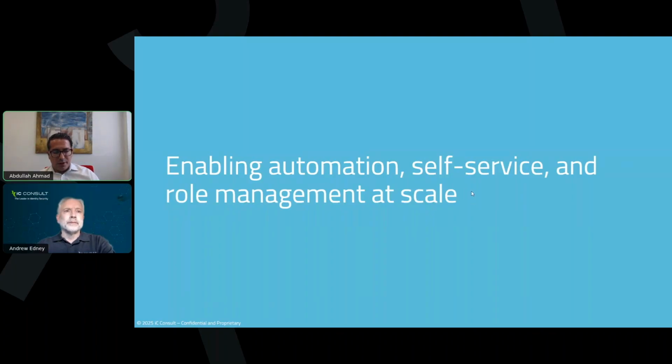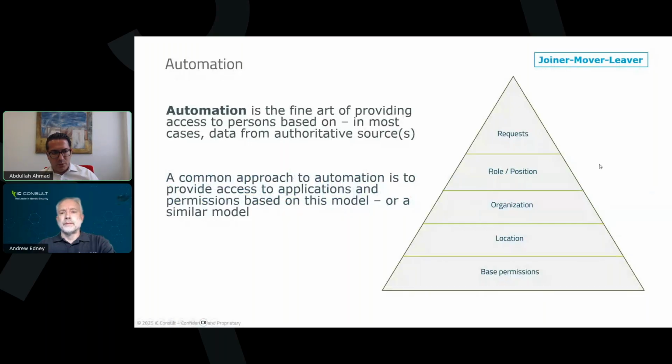Now we will talk a little in detail about enabling automation, self-service, and role management at scale. I will begin with the automation part, which has just been mentioned by Andrew. As you can see here, we have the joiner-mover-leaver scenario, and of course, the automation gives you the capability to do that. This pyramid or triangle should give you a perfect world. That is how it should be.